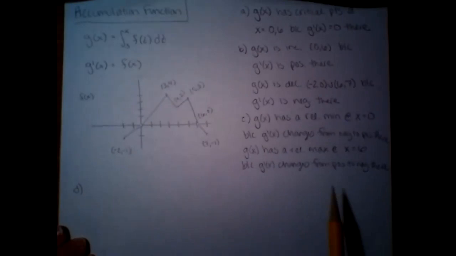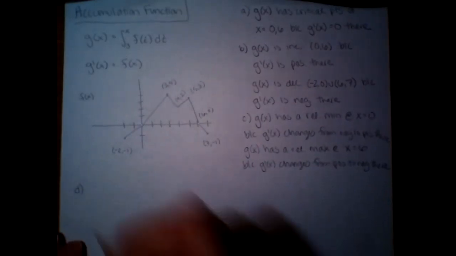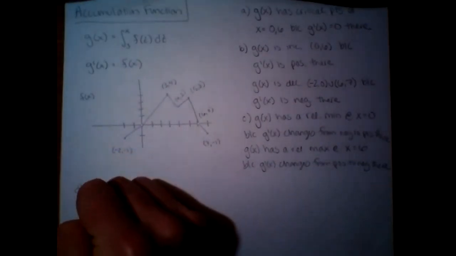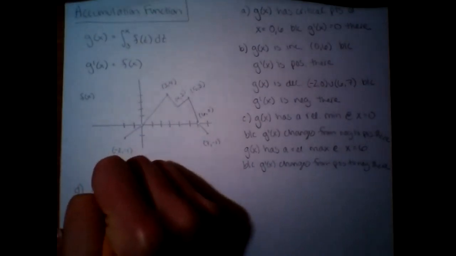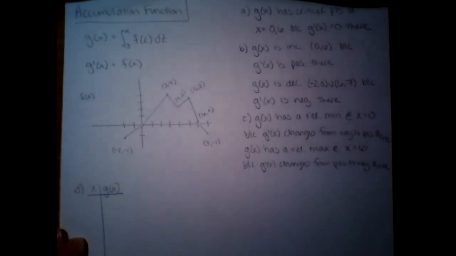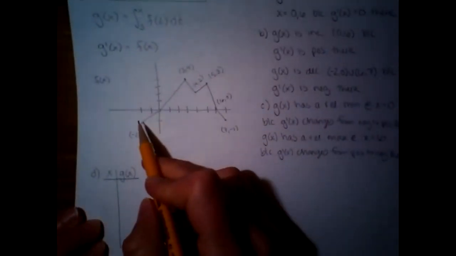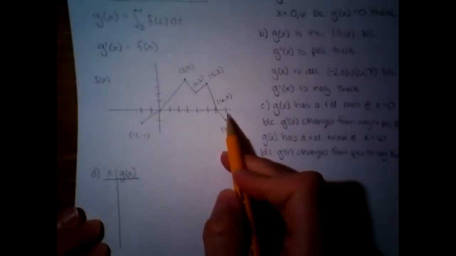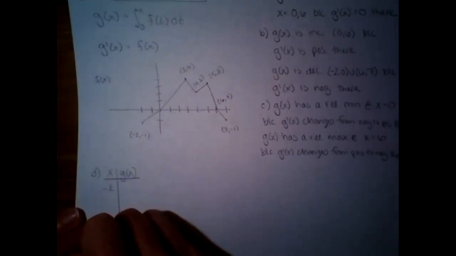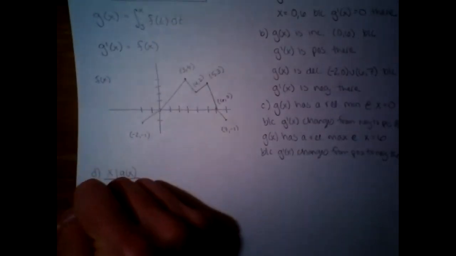All right, so those were relative maximums and minimums. Next, we're going to do absolute maximums and minimums. This is your candidates test. And for candidates test, you're going to check the end points and the critical points. So those are your candidates that you're going to put on this table. So our end points are -2 and 7. And then our critical points that we found are 0 and 6. So we're going to check our end points and our critical points.